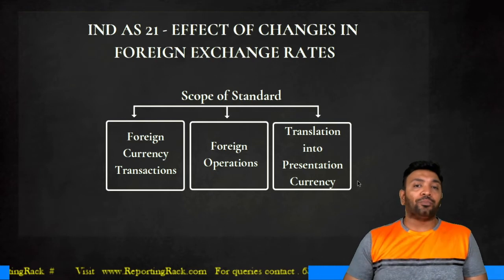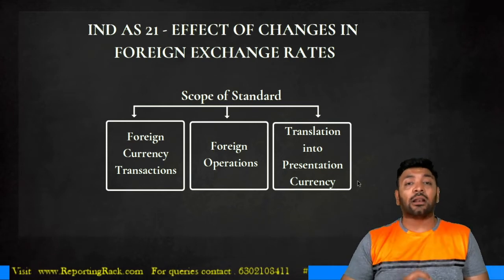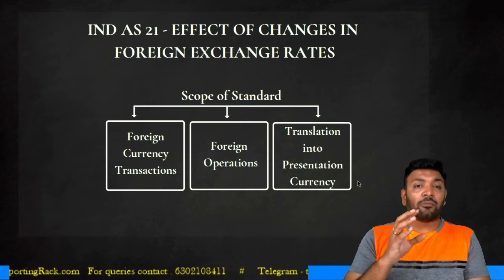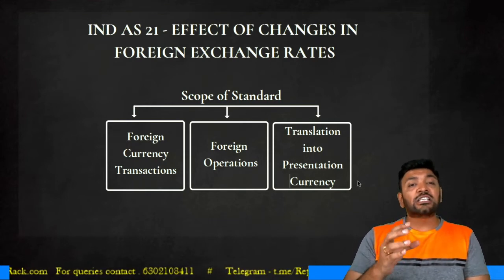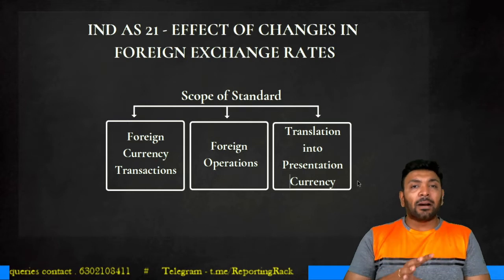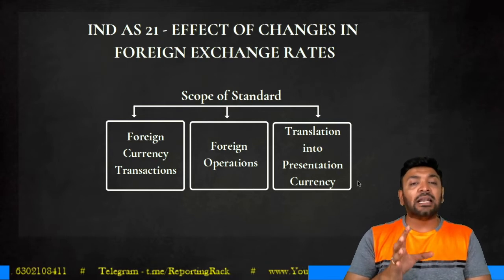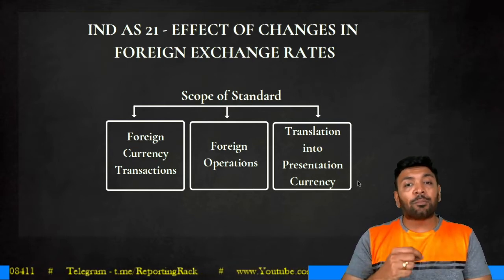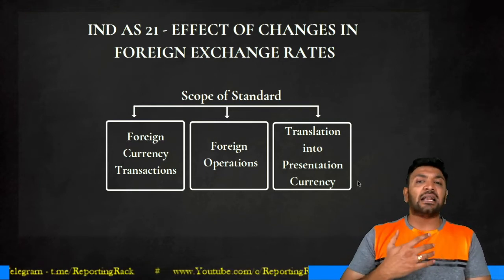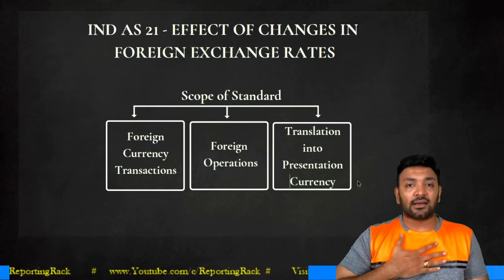Why did this come up now? Why is there a difference between your functional currency and your presentation currency? Because you might be conducting your operations in India. Your functional currency is the currency of your primary economic environment, which is the rupee. But I'm a subsidiary of a US company, so my holding company does not understand money in rupee terms. I want to prepare my financial statements in dollars so that it is communicable to them and they understand it better. So in such cases, I select a presentation currency.